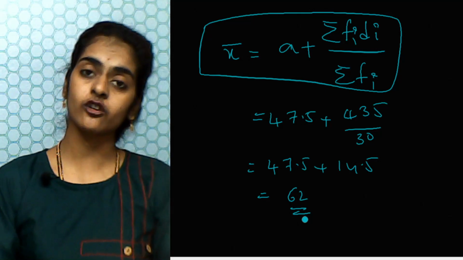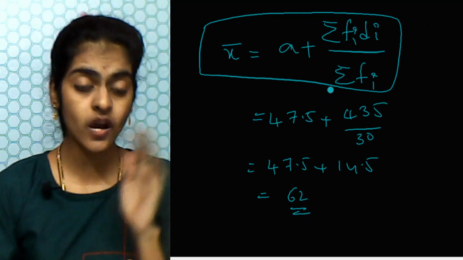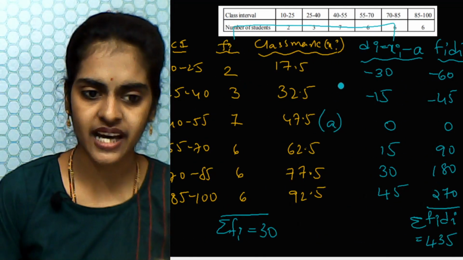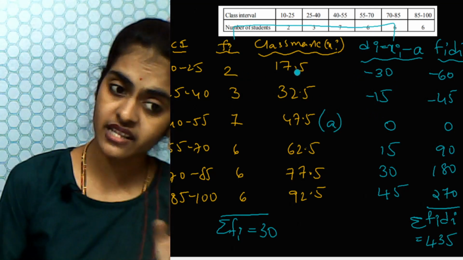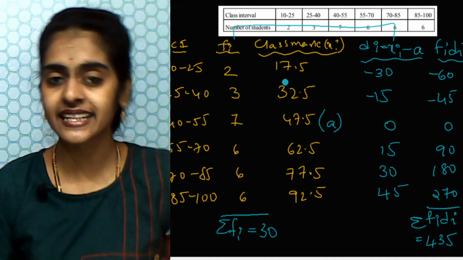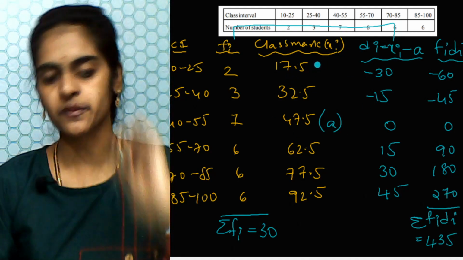So in the direct method also you got the answer 62, and here in the assumed mean method also you got the answer 62, but here the calculations were easy. Yes, you were able to directly multiply 2 into 30, 3 into 15, whereas 2 into 17.5 was a little difficult, which we did in the direct method. So this is the difference between the direct method and the assumed mean method.